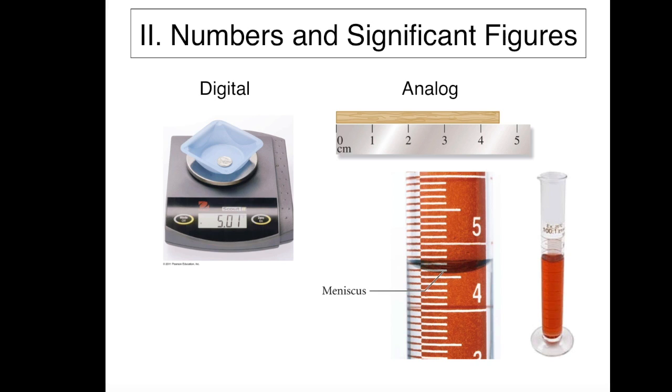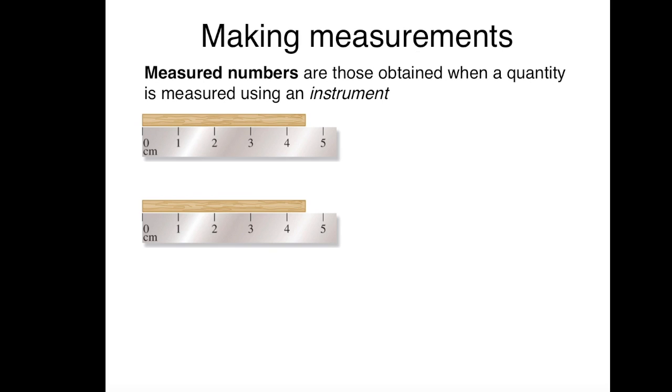scales. So let's start. Now whether you make measurements from a digital instrument or an analog instrument, whatever you record is something called a measured number. Now measured numbers are those just obtained when a quantity is measured using an instrument. It's pretty straightforward to make measurements from a digital instrument. It's a little bit trickier to take measurements from an analog instrument. So let's spend some time on that.